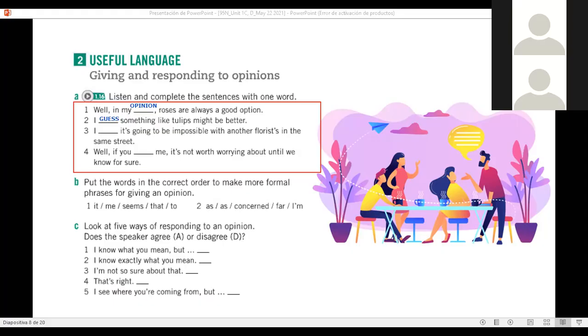Pay attention, guys. 3. I think it's going to be impossible with another florist's in the same street.